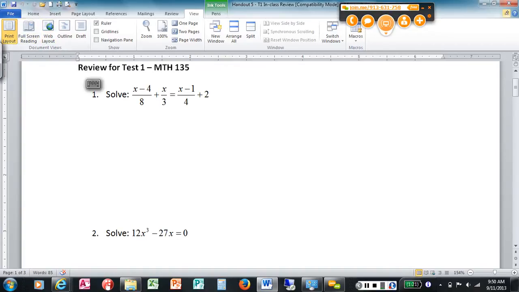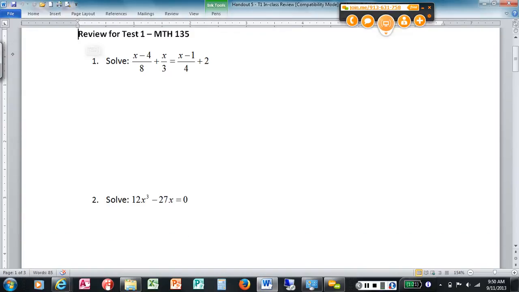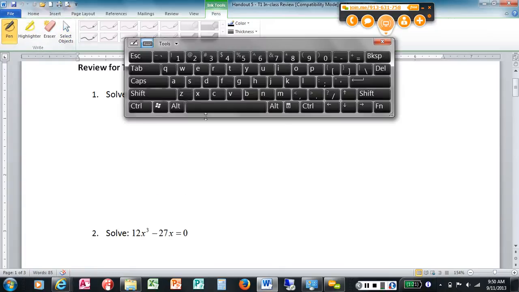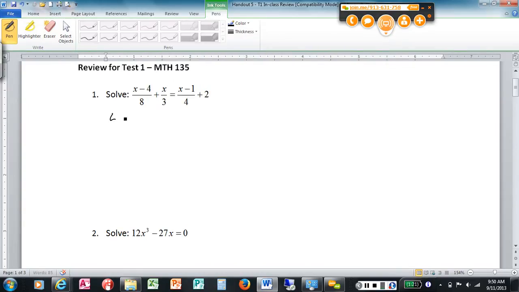Well, one way we could do it is with LCD. Is that what you're thinking? Okay. So our LCD here is, what would it be? Got 8, 3, and 4. 24 would work? All right, so we've got least common denominator. Least common multiple of all those would be 24.